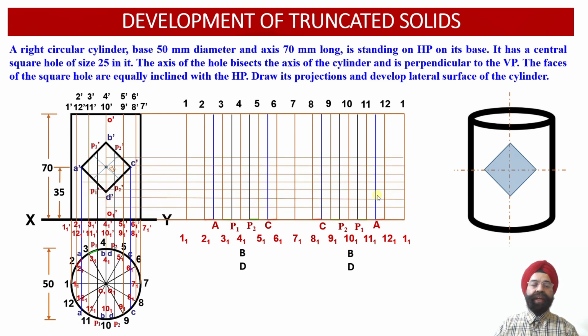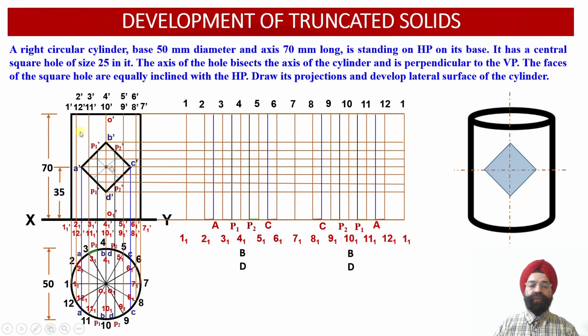Now we are going to evaluate the location of the different points of intersection in the development surface area. Through all of these points of intersection, we have obtained the horizontal projectors. Wherever these horizontal projectors intersect their corresponding vertical projector locations, the different points of intersection of the square hole with the circular cylinder will be obtained over here. So let us obtain each one of these points one by one.